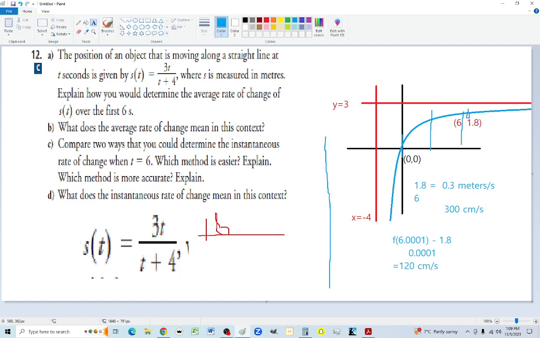Compare the two ways. Which way is easier? I find this last method the easiest. What does the instantaneous rate of change mean in this context? It means it's slowing down. It means it's clearly this object is slowing down.